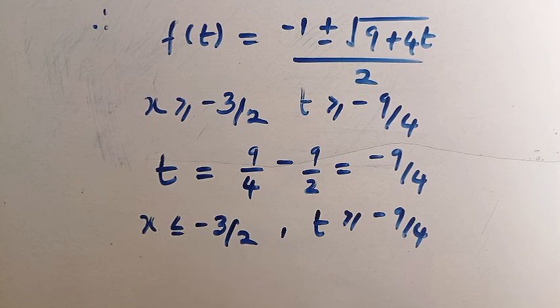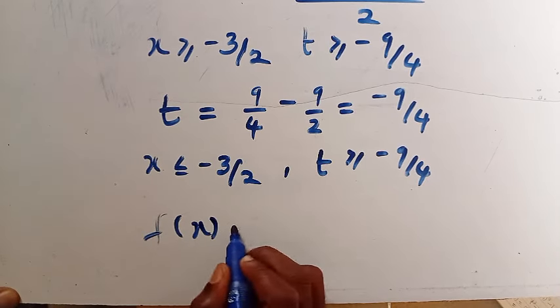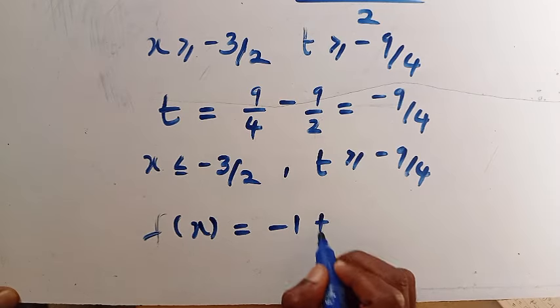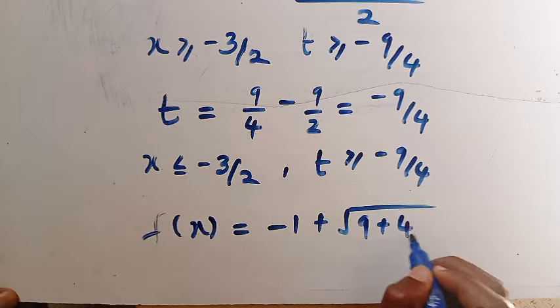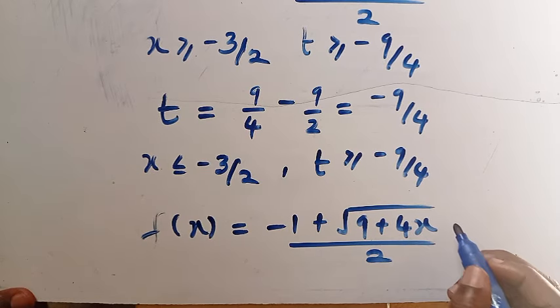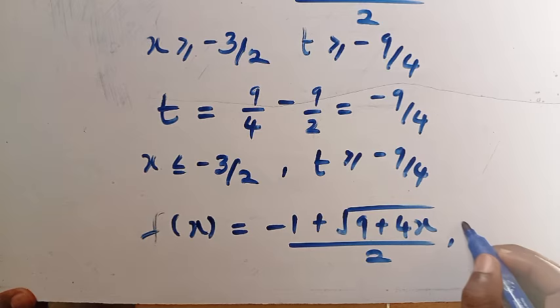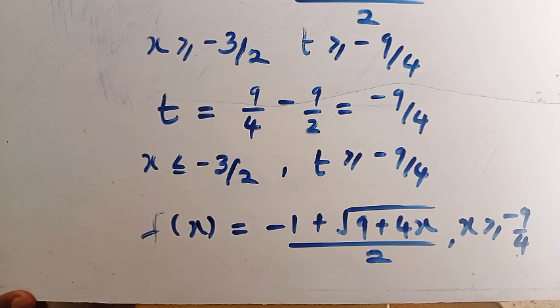So therefore, we go for f of x, which equals minus 1 plus the square root of 9 plus 4x divided by 2. And this is when x is greater than or equal to minus 9 divided by 4. This is how I solve this problem.